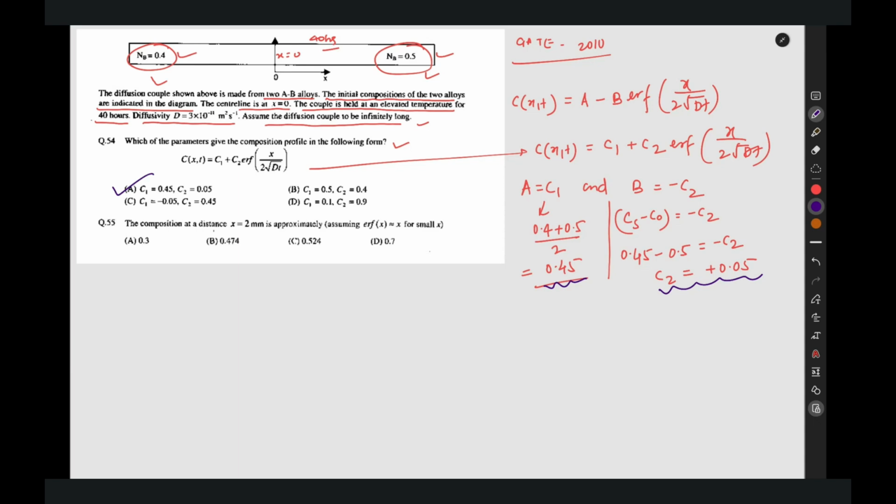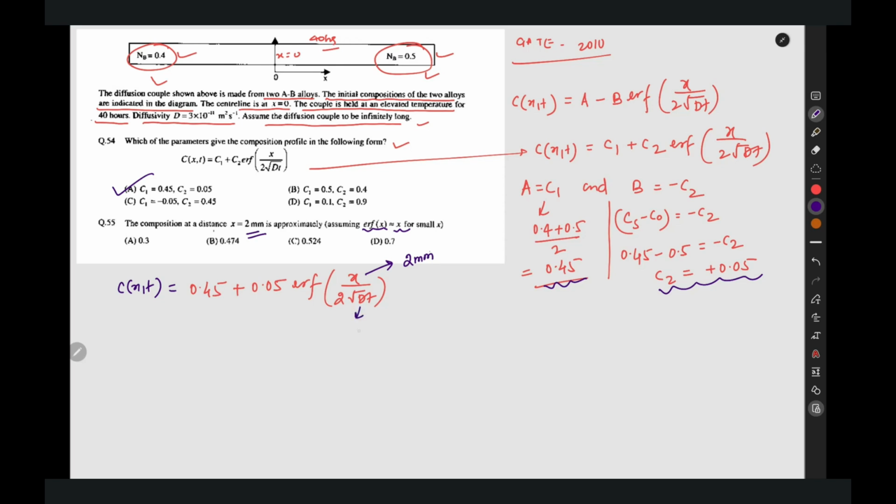Next question, number 55. The composition at a distance x equal to 2 mm is approximately, assuming erf(x) equals x. Now using the same relation, C(x,t) equals 0.45 plus 0.05 erf(x divided by 2 root Dt). So now we will substitute the values. x is the depth, given as 2 mm.